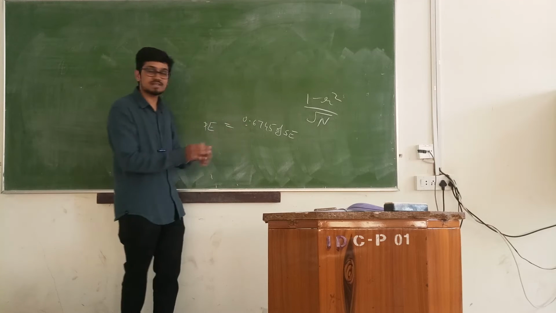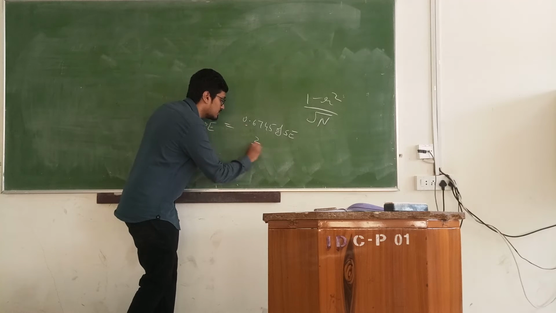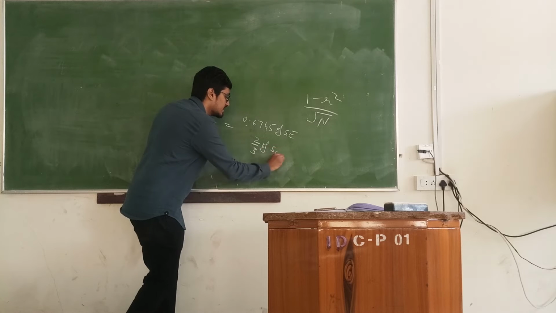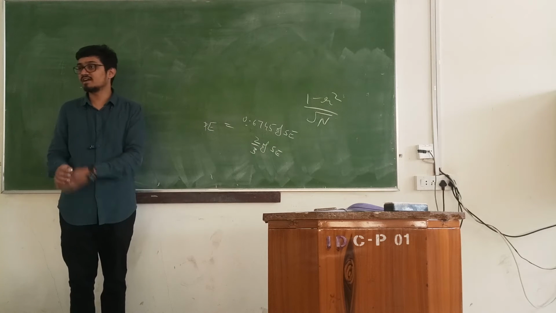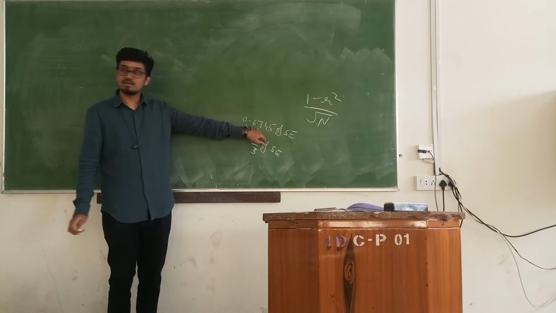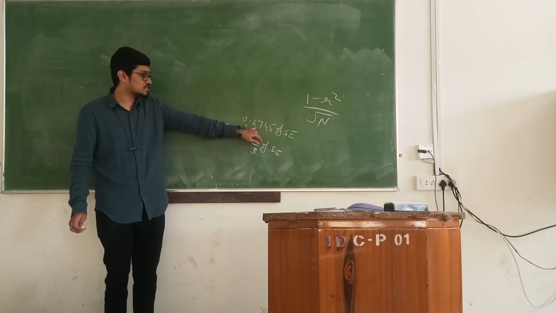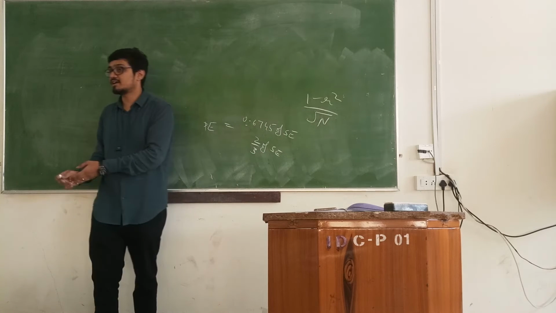Sometimes in the options they would have given 2/3 of standard error. That is also correct, 0.6666. But if they have not given this in the MCQ, you will always do 0.6745 of standard error.